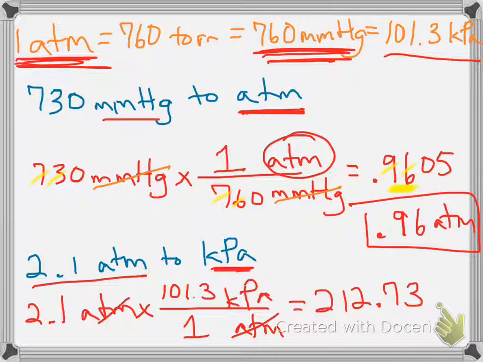212.73. Now I have 2 significant figures. 1, 2, 3, 4, but 2 is less than 4, so I'm going to round to two significant figures. So that's 210 kPa. And go ahead and complete the worksheet.